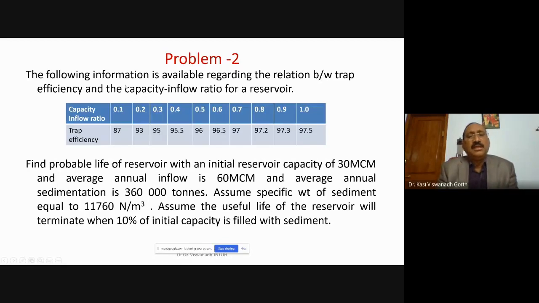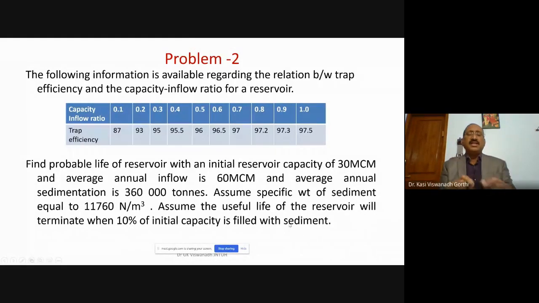Also, there is one more problem given here in a similar fashion. The following information is available regarding the relation between the trap efficiency and capacity inflow ratio for a reservoir. The capacity inflow ratio and trap efficiency, same values are given here. Find the probable life of the reservoir with the initial reservoir capacity of 30 million cubic meters. Annual flood inflow is 60 million cubic meters and the average annual sedimentation is 360,000 tons. Assume the specific weight of the sediment is 11,760 newton per meter cube, and assume the useful life of the reservoir will terminate when 10% of the initial capacity is filled with sediment.